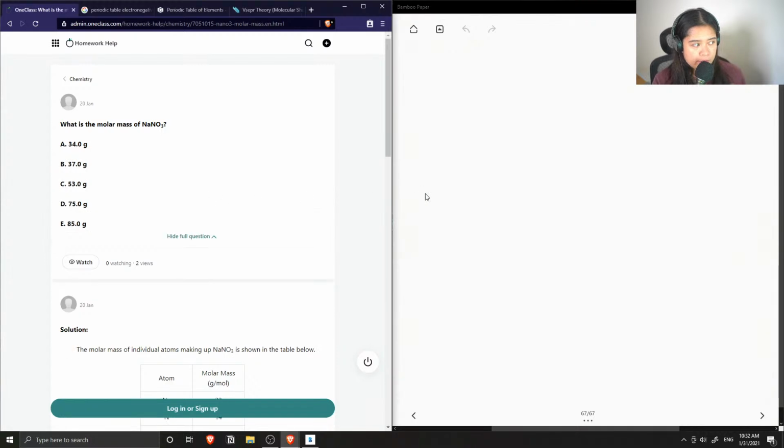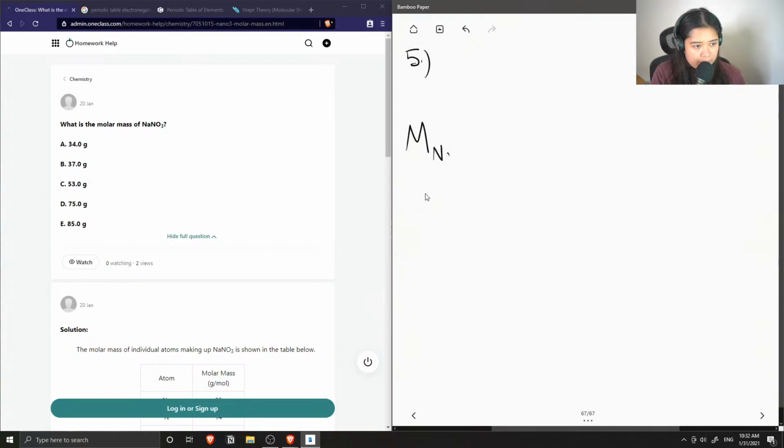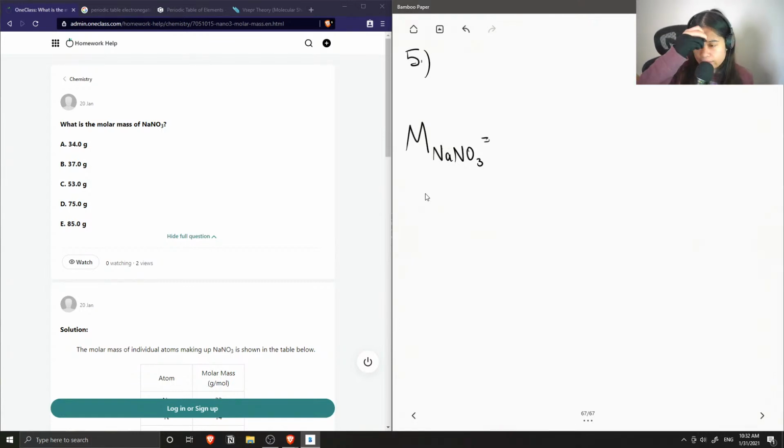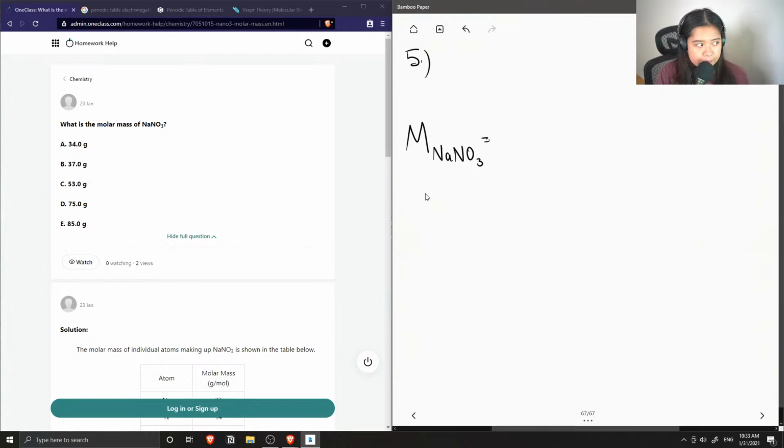Okay, so question number 5. What is the molar mass of sodium nitrate? So to find the molar mass of sodium nitrate, we need to know all the individual molar masses of the atoms in this compound. So to do that, we can find these values on the periodic table. So the molar mass of this compound will be the molar mass of sodium plus the molar mass of nitrogen plus 3 times the molar mass of oxygen, since we have 3 oxygen atoms in this compound.